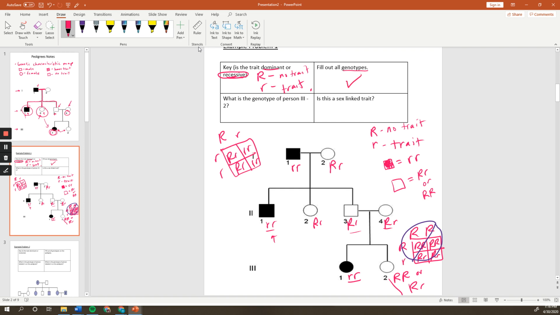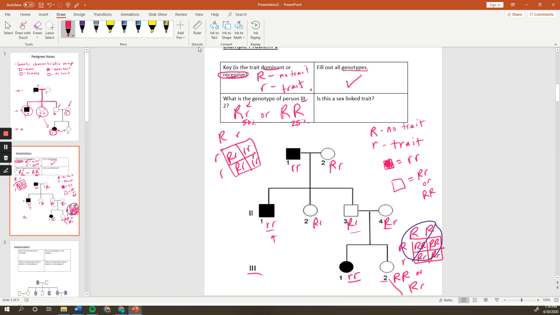What is the genotype of generation 3, person 2? Oh, well, we have 2 options. Which one is it more likely, though? Ooh, okay. If you do this Punnett square, you're going to figure out that this is 50% chance, and this is only a 25% chance. Okay, so it's more likely this one, but you can write both. All right.